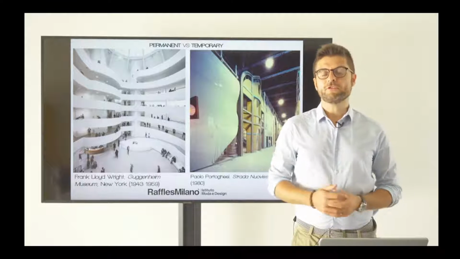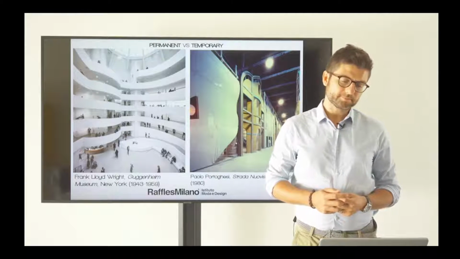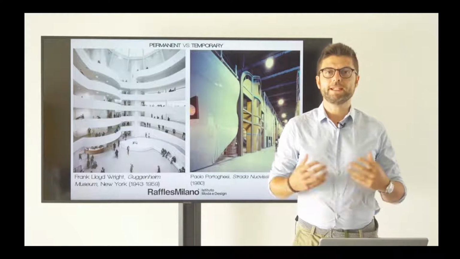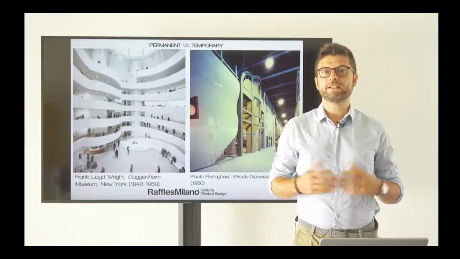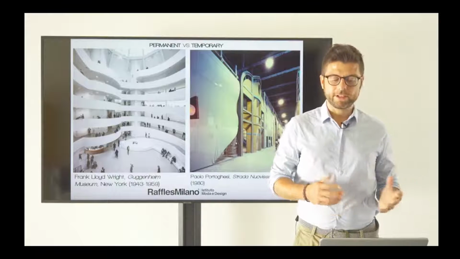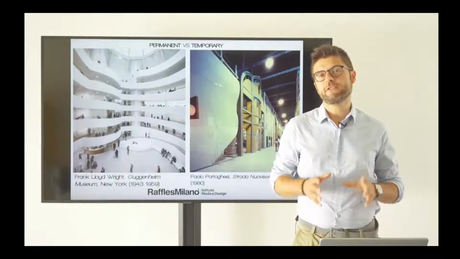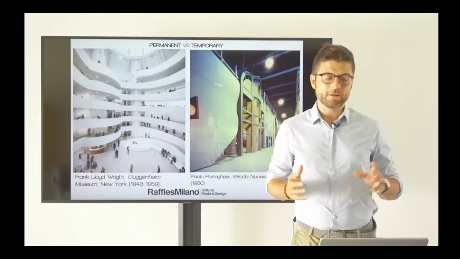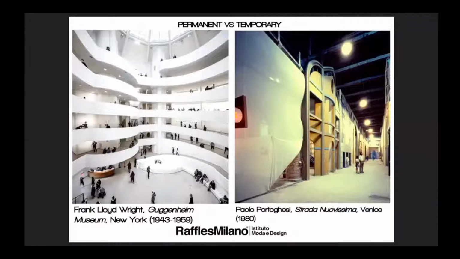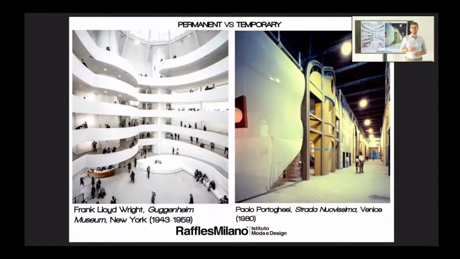The second division that we find in interior design is between spaces that are permanent, long-lasting, and spaces that are temporary. On the left and on the right, we see two spaces that are focused on a specific category, that is the one of culture. On the left, we see a museum, one of the best known museums in the history of design, the museum designed by Frank Lloyd Wright, the Guggenheim in New York.